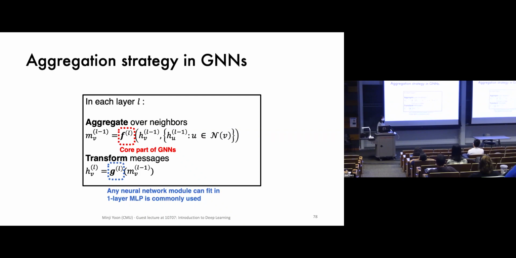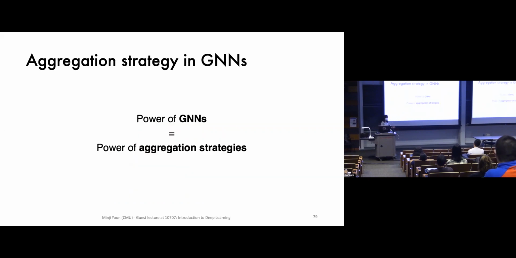Let's look at the GNN equation again. It's composed of two operations. For the transformation operation, any neural network module can fit in, and we commonly use a one-layer MLP. That means this is not the core part of GNN. The core part that makes a GNN a graph neural network, not just another deep neural network, is the aggregation operation. By having the aggregation operation, a GNN can process graph structure. So people think the power of GNN comes from the power of aggregation strategies.